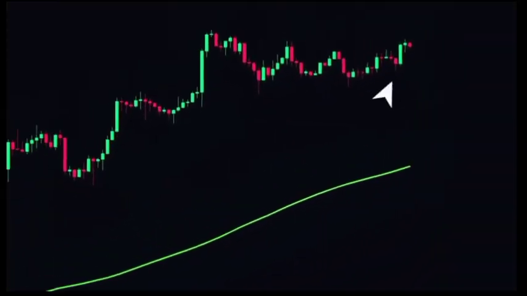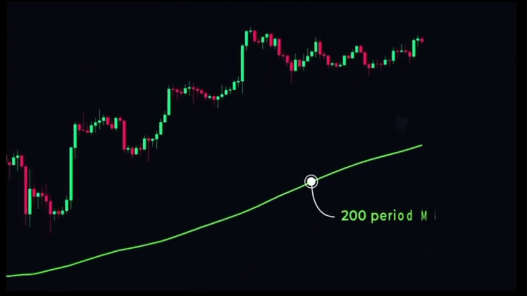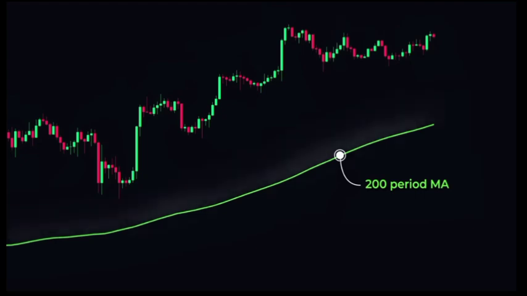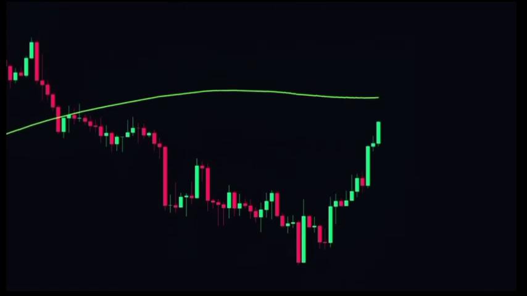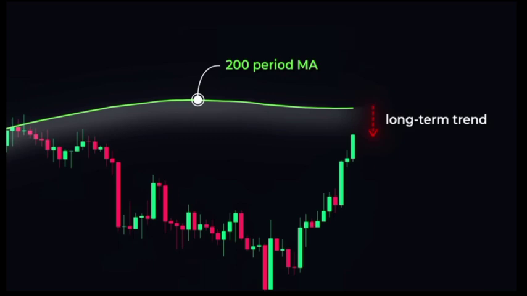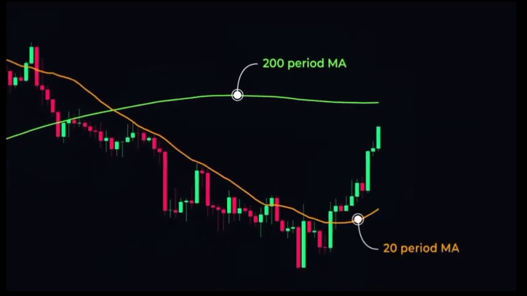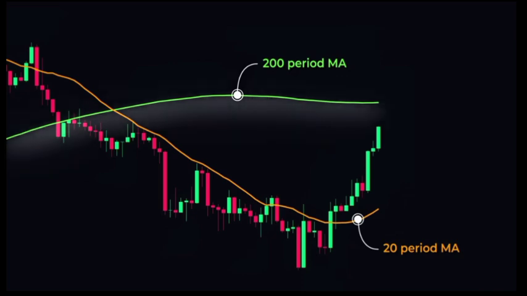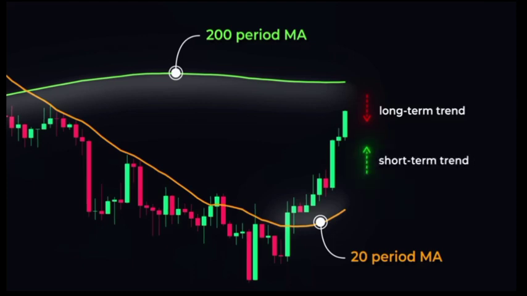To do that, you simply look at where the price is located compared to the indicator. For example, if I'm using the 200-period moving average and the current price is located above it, that tells us that the long-term trend is up. And if the price is below the 200-period moving average, it tells us that the long-term trend is down. You can also apply a shorter moving average on the same chart, like the 20-period, to check the short-term trend. So in this example, even though the price is below the 200-period, it's currently above the 20-period. That tells us the long-term trend is down, but the short-term trend is up.